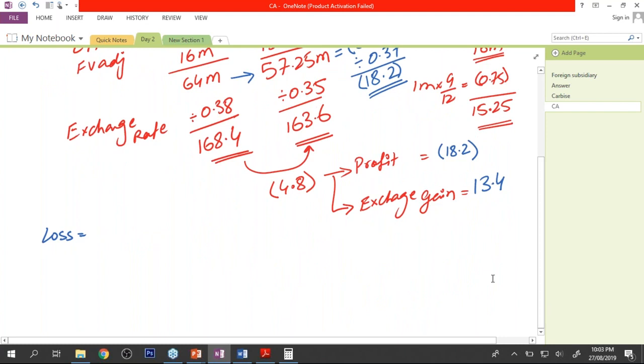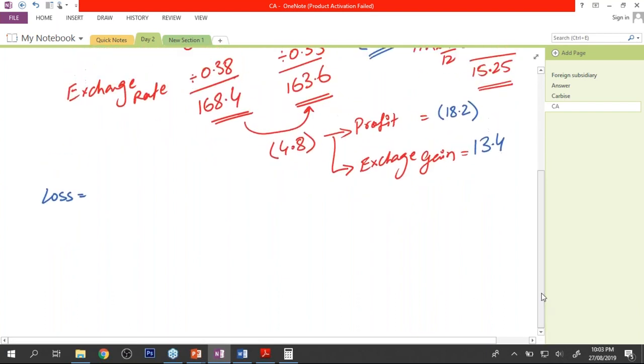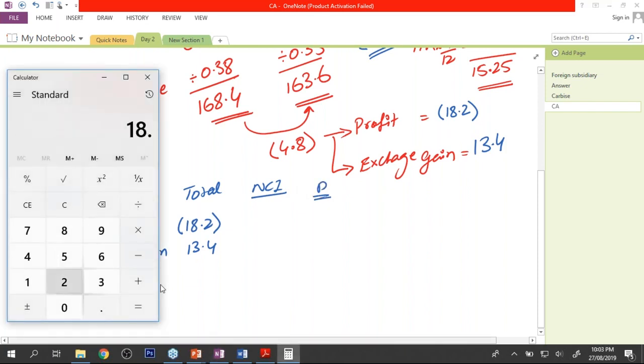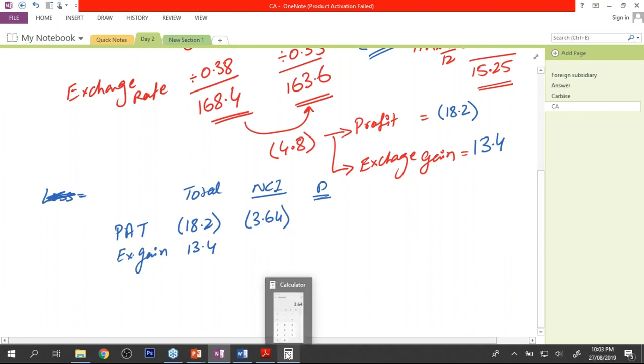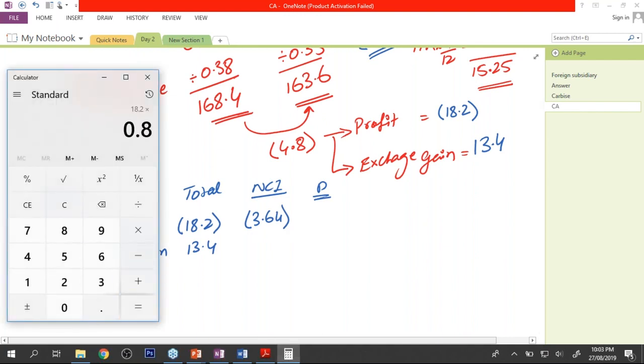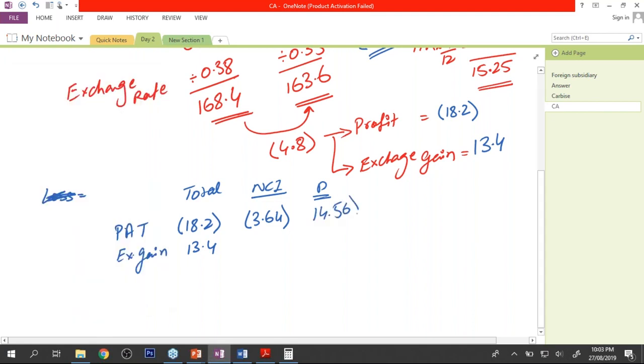Yes, Saud, 18.2 into 80% will be of the parent and 20% will be of the NCI. So we can even actually write it down. So the profit after tax was 18.2 and exchange gain was 13.4. This was the total. So we can calculate the share of the parent and the NCI. So 18.2 into 0.2 is going to be 3.64 relating to the NCI, and 18.2 into 80% relating to the parent, so it is 14.56.